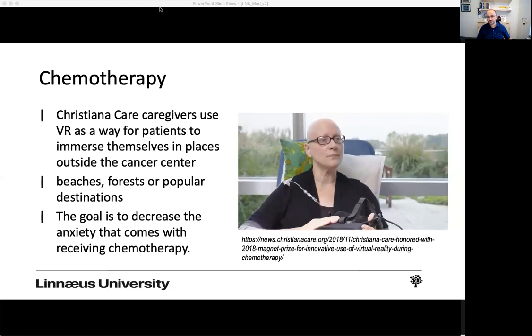So there you go. There was a really short example of how the patient actually experienced virtual reality, as she explained and also saw in the video. The virtual reality takes the patient to different settings so that they can immerse themselves and forget about the process that she's undergoing with the chemotherapy.